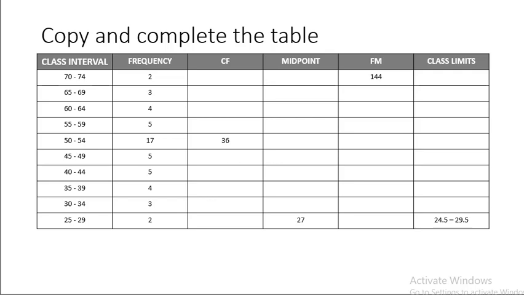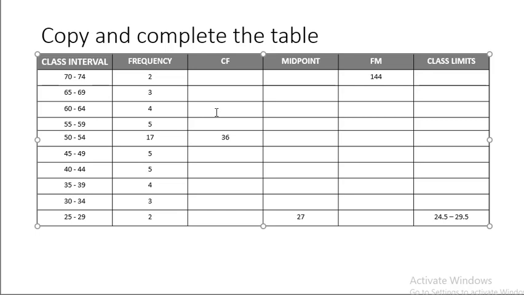So now we are being given our class interval, we are given our frequency, but we are not given our cumulative frequency, our midpoint, FM, which means frequency times midpoint, and class limit. In the cumulative frequency here, they only give us 36, so we need to find the remaining ones.